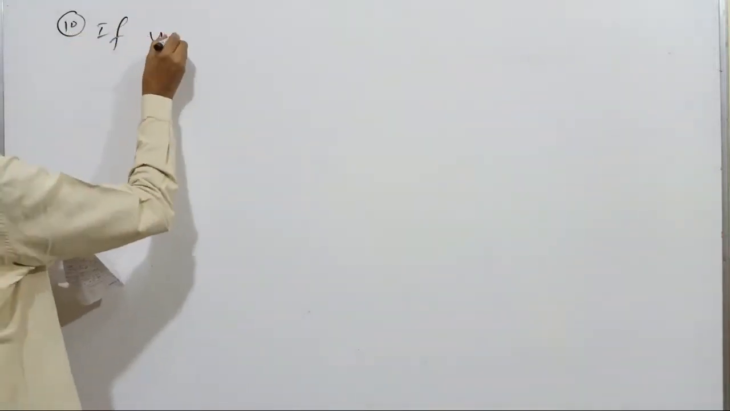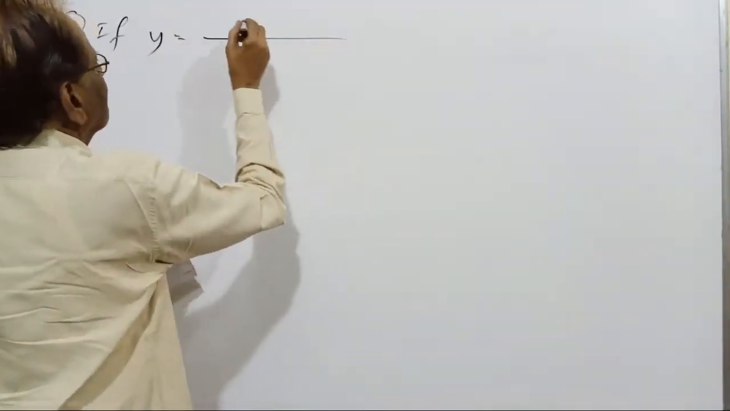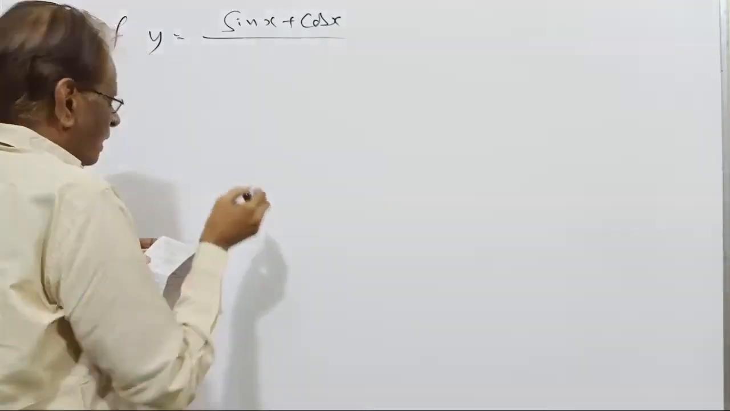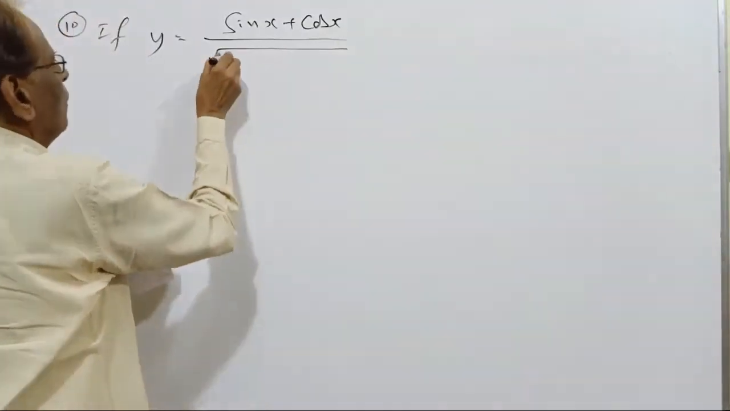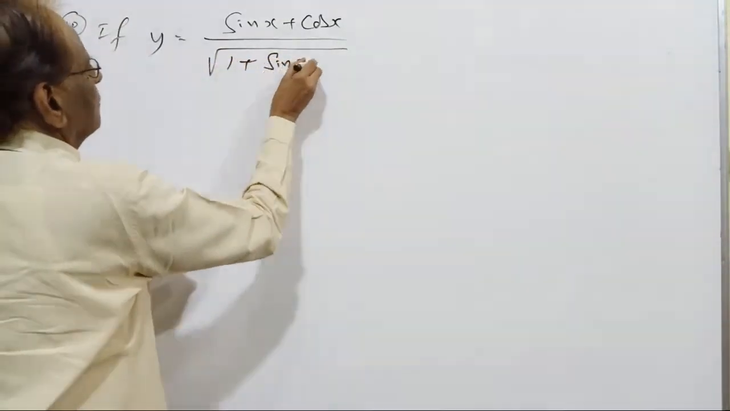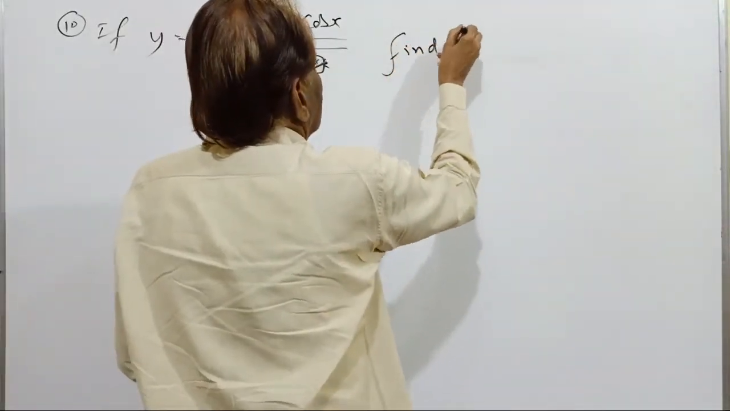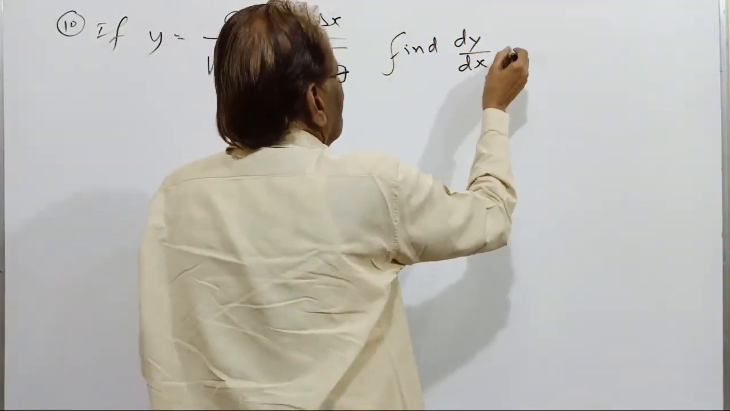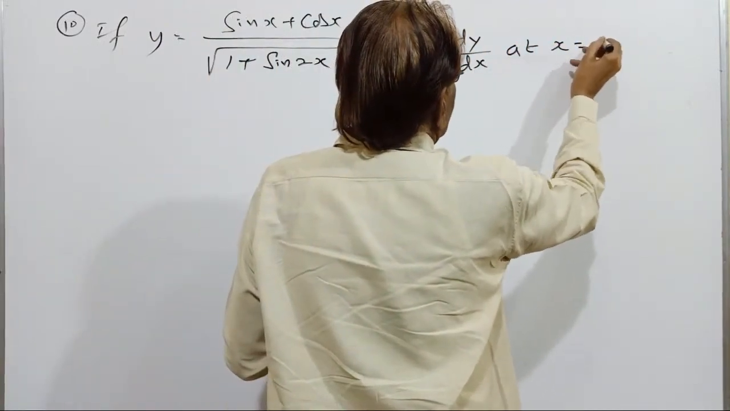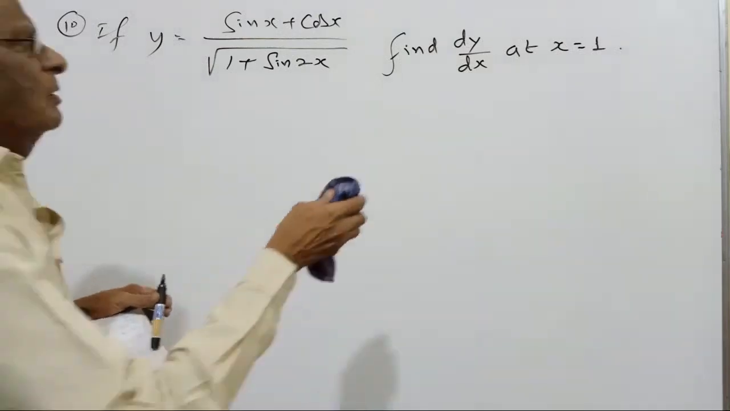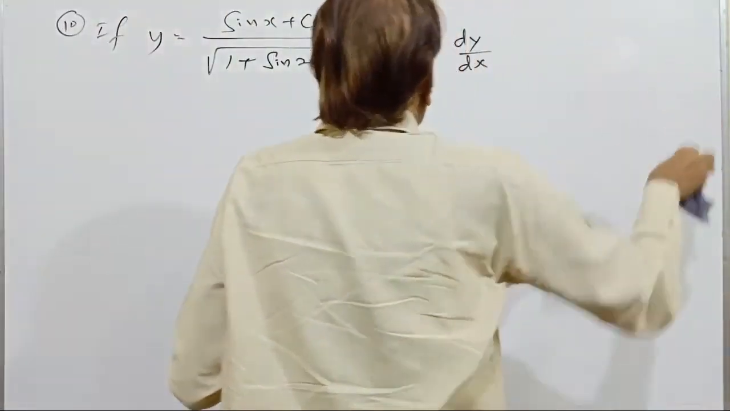y equal to sin x plus cos x by root of 1 plus sin 2x. Find dy by dx at x equal to a point. Find the value of x.